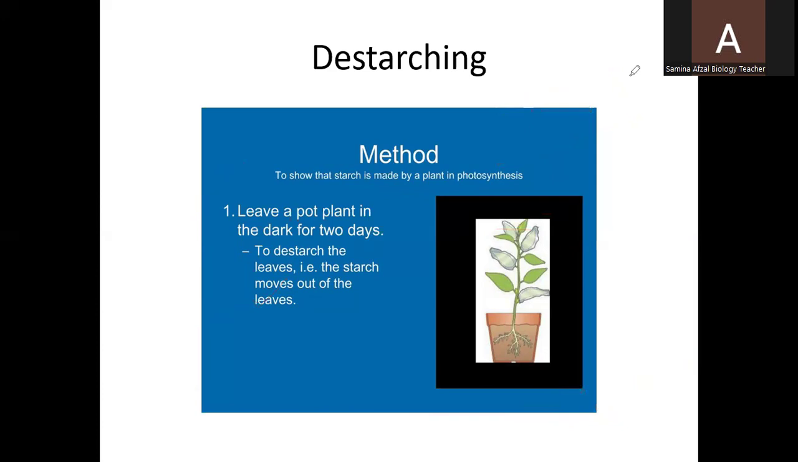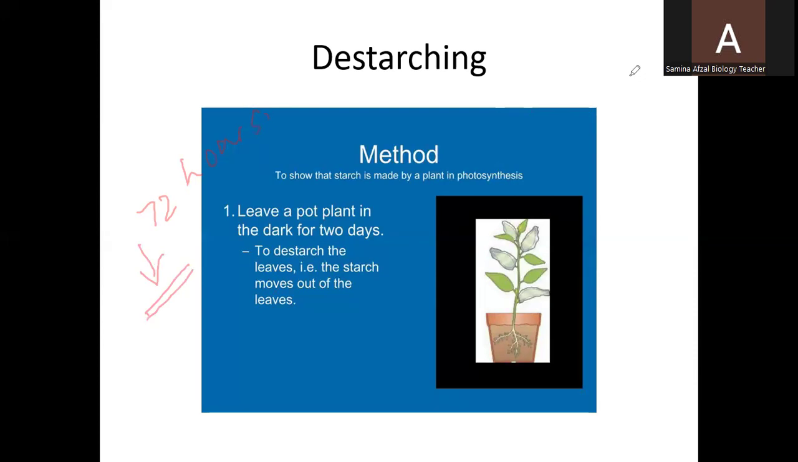And how do we de-starch the plants? For this purpose, we can adopt different methods. One method is this: we can keep a potted plant at a place where there is no sunlight for about 72 hours. To be on the safe side, you can wrap the plant with black paper or aluminum foil. And after 72 hours, you can use it for the investigations.